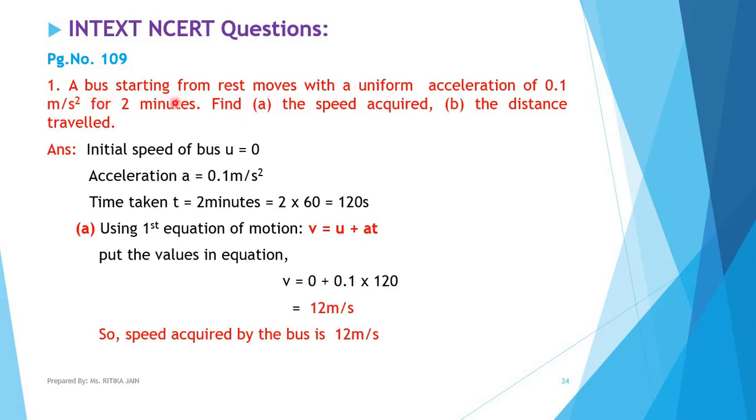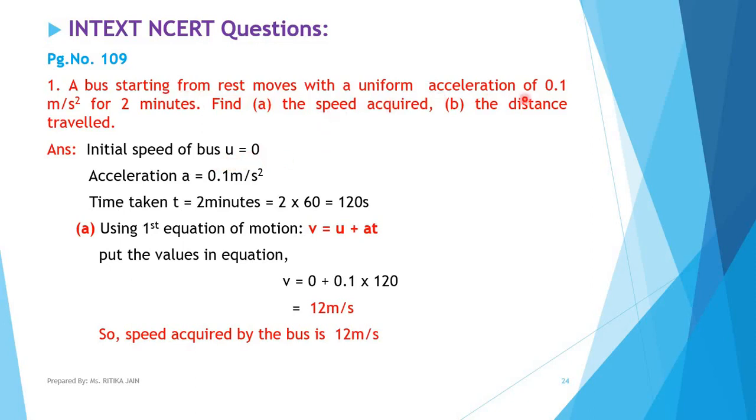The question states that a bus starting from rest. Okay, so children, this is a hint or a trick to solve the word problems. Just break the question into parts and simultaneously note down the values which are given or hidden in the question. Like in this question, the bus is starting from rest, so it gives us the idea that the initial speed of the bus is 0, that is u equals 0.